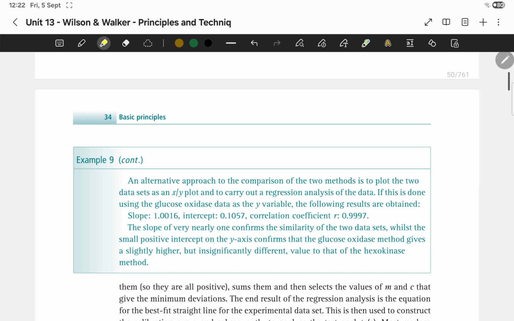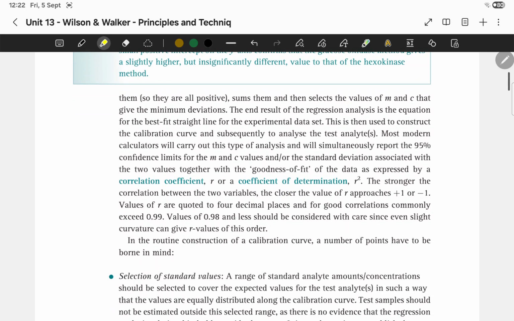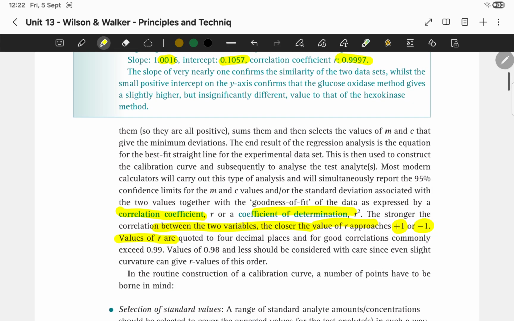Alternative approach to the comparison of two methods: slope, intercept, correlation. This will be seen in the graph. Coefficient of determination. The stronger the correlation between the two, the closer the value of r approaches plus 1 or minus 1. The values of r are quoted over 4 decimal places. A value of 0.098 or less should be considered with care, since even slight correlation gives such values. This is the goodness of fit.